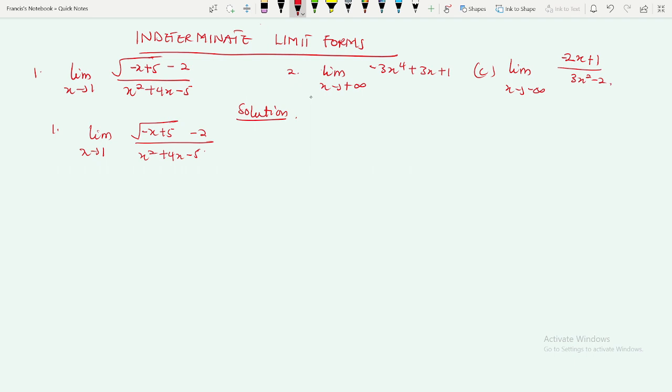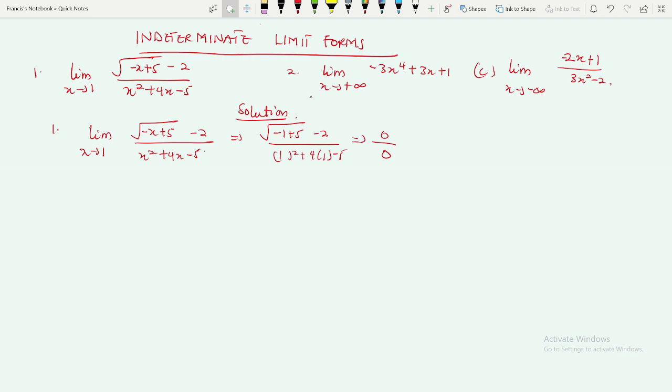How do you solve this problem? In our previous lessons, I made it known that for every continuous function, the limit is equal to its functional value. So the first thing to do whenever you are given any limit question is to find the functional value. So here you put 1 wherever you see x. I'm going to have square root of negative 1 plus 5 minus 2 all over 1 squared plus 4 multiplying 1 minus 5. This gives me square root of 4, which is 2, minus 2. So I have 0 over 1 plus 4 is 5, minus 5 is also 0.